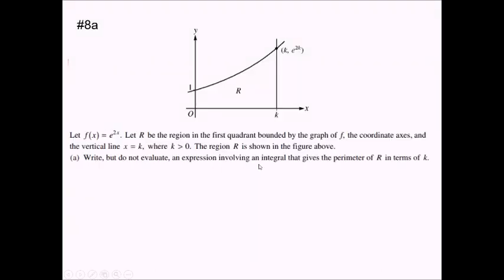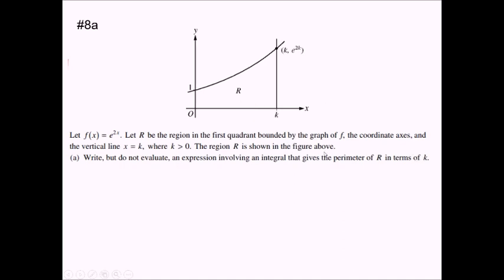For this free response problem, no calculator problem, we've got the function f of x equals e to the 2x given in the graph here. And let's see, we've got the line x equals k, which we don't really know what k is, except that it's greater than 0. We want to write, but not evaluate, an expression with an integral that tells us the perimeter of this region R. But we can leave k in there, because we don't know what k is.